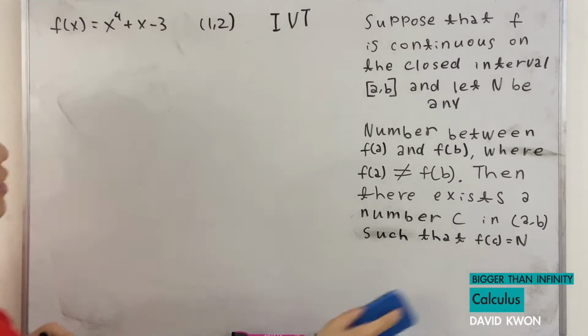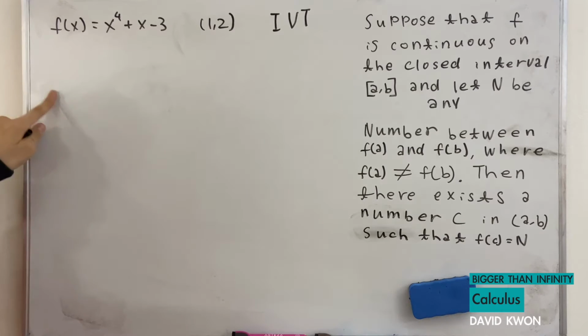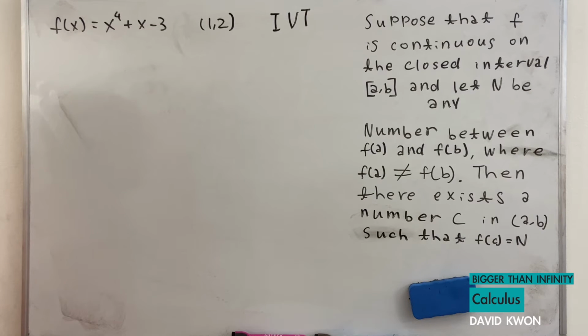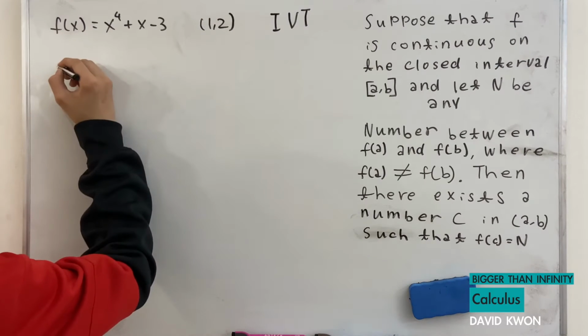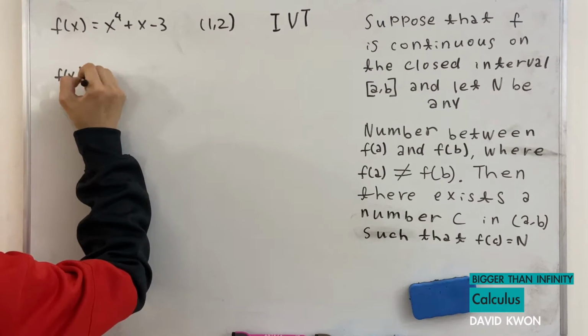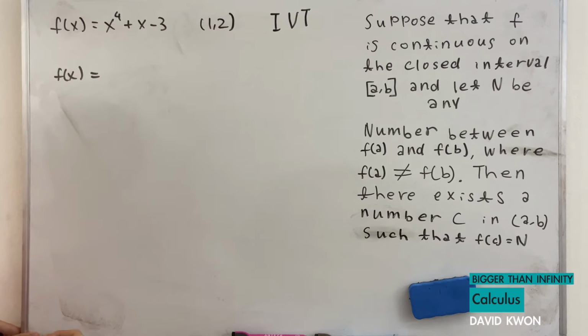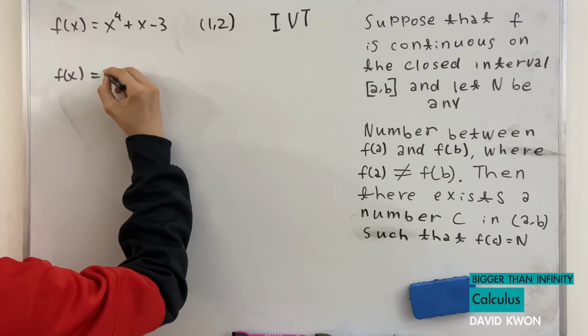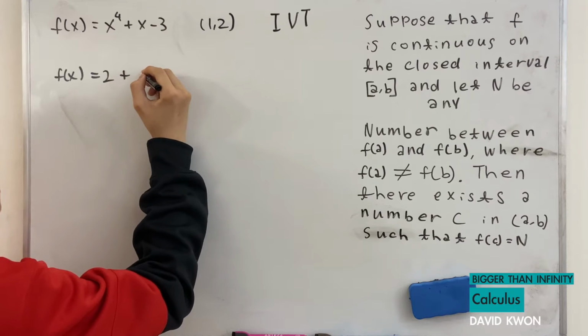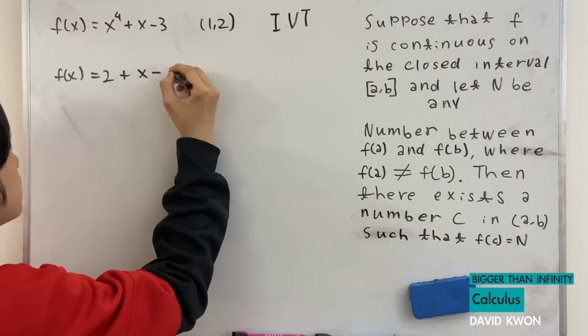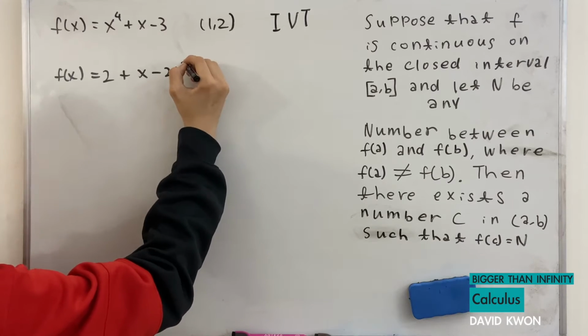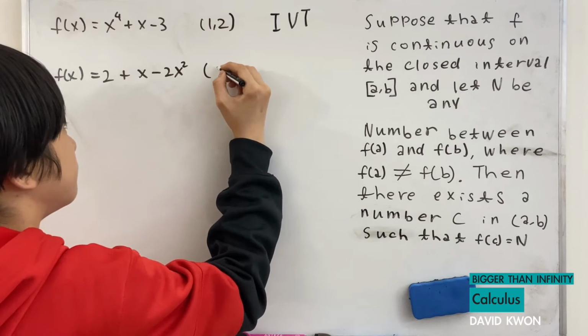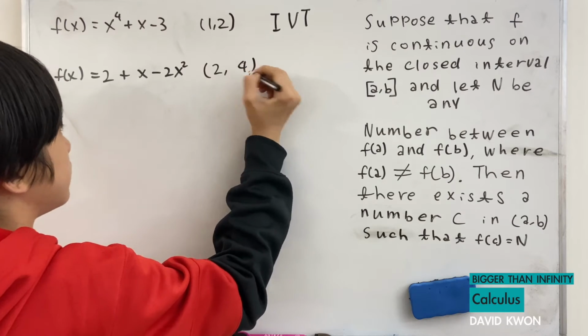But before that, this video is going to be too short, and I want you guys to know as much information as you can get. So I will have another example for you where I will set the function equal to, I got a good one, it's a really good one, 2 plus x minus 2 times x to the power of 2 from the interval from 2 to 4. All right, that's a really good one.